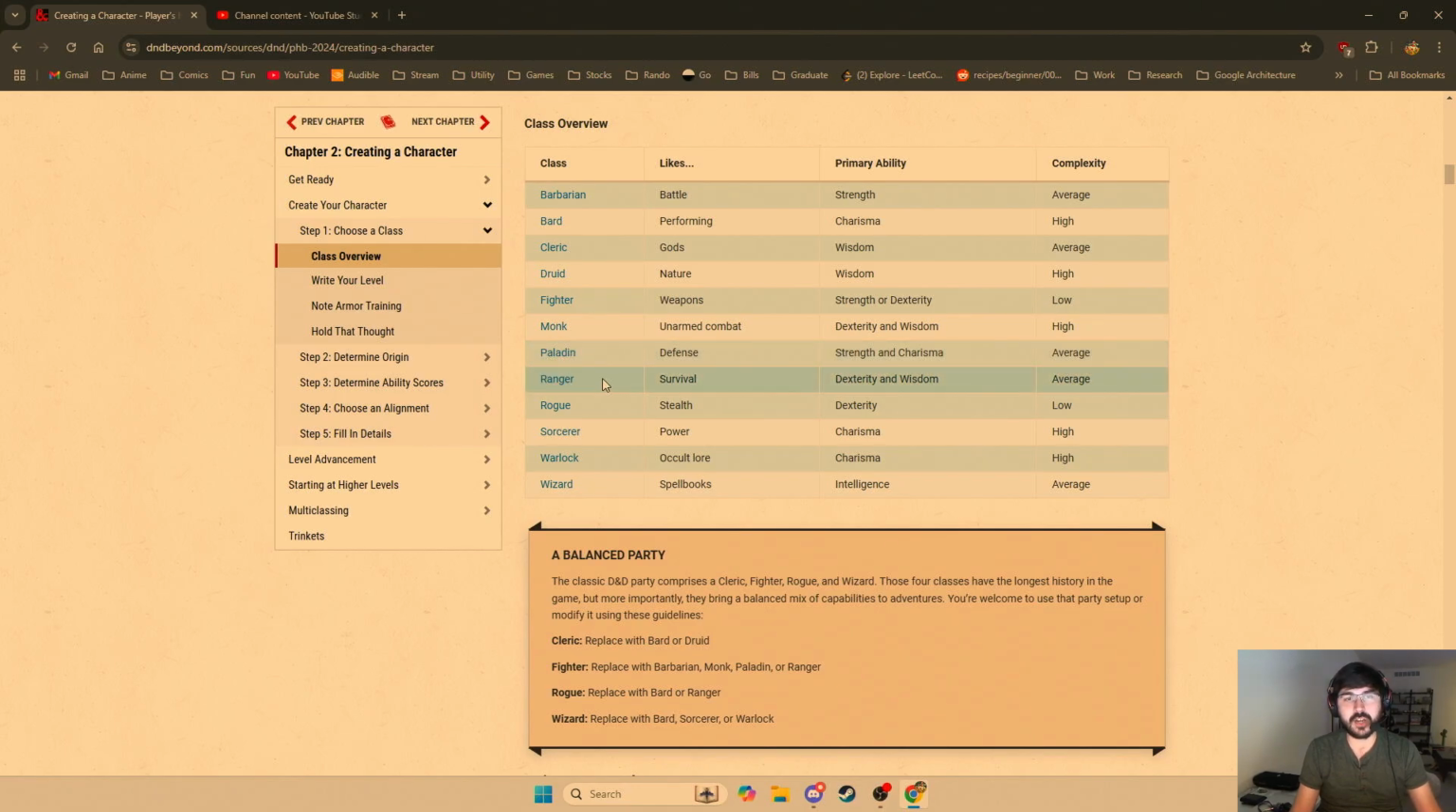Rangers are kind of in a difficult spot. They're kind of a fighter. They're not really a fighter. They're typecast as like an Aragorn kind of thing. A lot of the times I feel like fighters, because they're just so strong at the fundamentals, normally do a little better than the ranger going out.